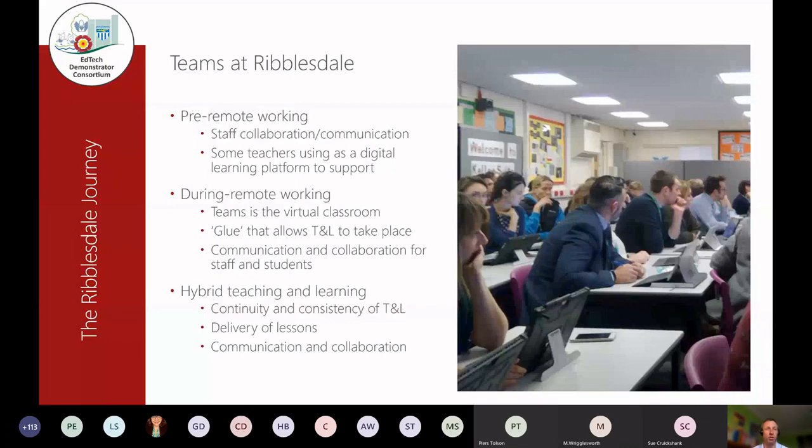And obviously beyond that hybrid teaching and learning, I think now that a lot of our staff will use Teams a lot more within their day-to-day delivery and supporting and extending their physical classroom, because as we've gone through time, they've become more competent and confident in using it as an EdTech tool.